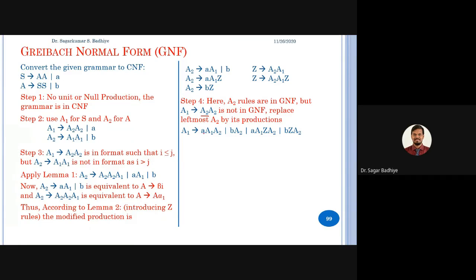Now you can see that this is following the structure or the syntax of GNF, that is a terminal followed by a series of non-terminals, a terminal followed by a series of non-terminals. So all these rules are now in GNF. Is this okay?